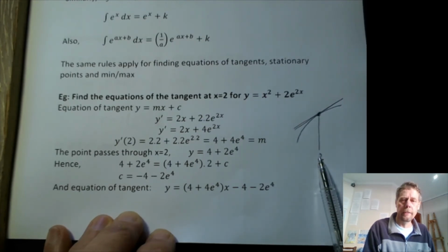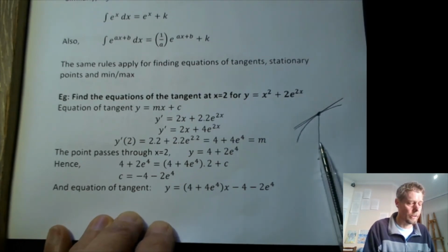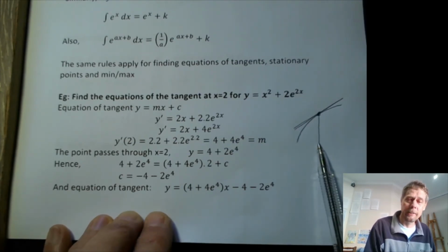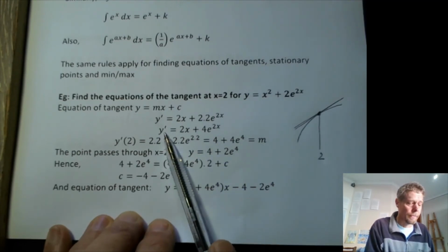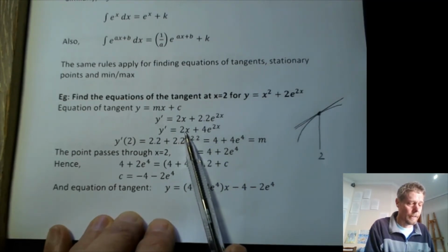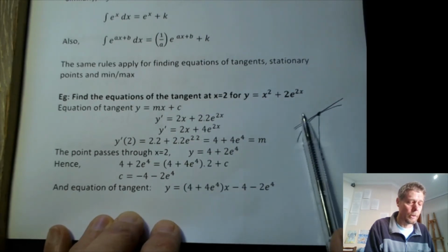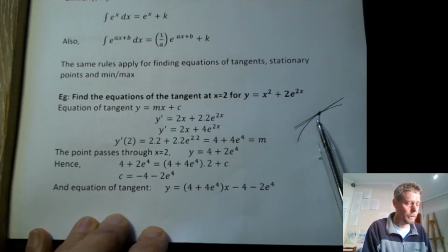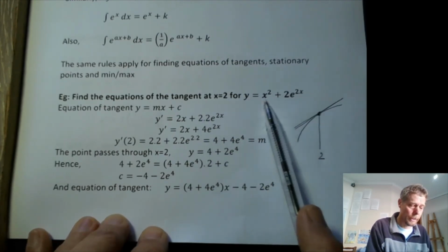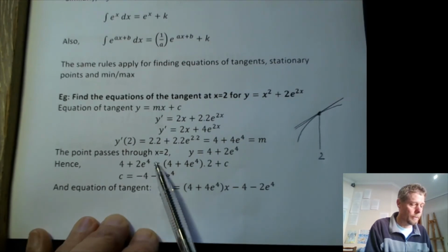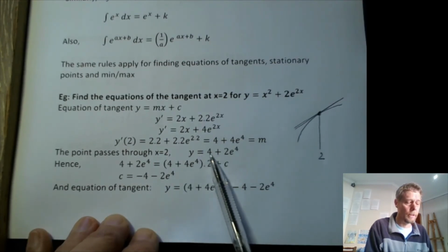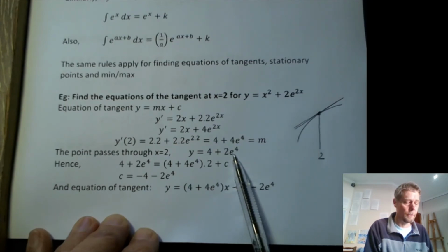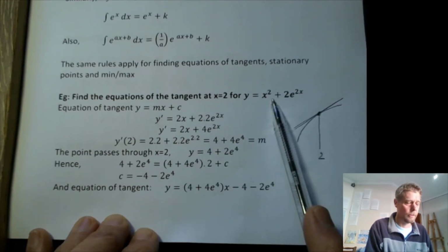So we know the x value is 2. So we're going to put the x value into the y expression, and we're going to find what the actual coordinate is. Now please don't put the x value into the y dash. That's not the right approach. We need to know what the coordinate is where these 2 graphs are passing through. So we put x into the original y, and we find out that the point passes through x equals 2, y equals 4 plus 2e to the 4. You can easily put 2 into that equation, and you'll find y.